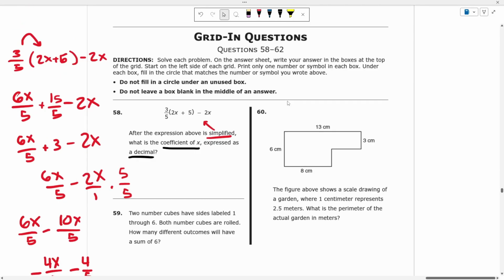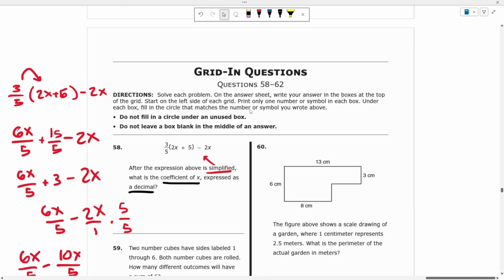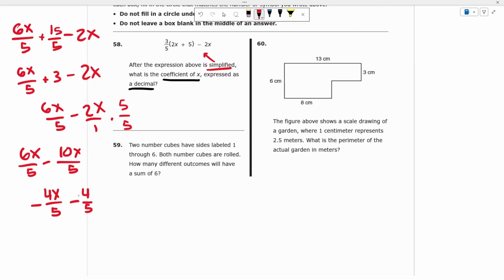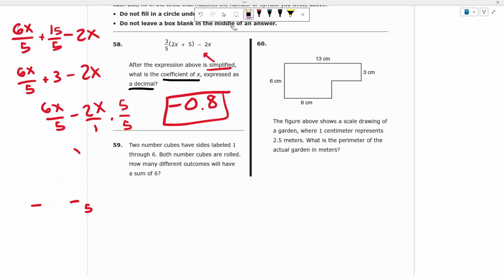Now, there's no way of inputting a fraction into the bubble-in sheet. So what you need to do is convert this into a decimal. If you convert negative 4/5 into a decimal, you get negative 0.8, which is going to be the correct answer here. So just remember how to subtract fractions, and remember that whenever x is a part of a fraction, the entire fraction is its coefficient, not just the 4, the entire fraction. Okay, so now we're moving on to number 59.